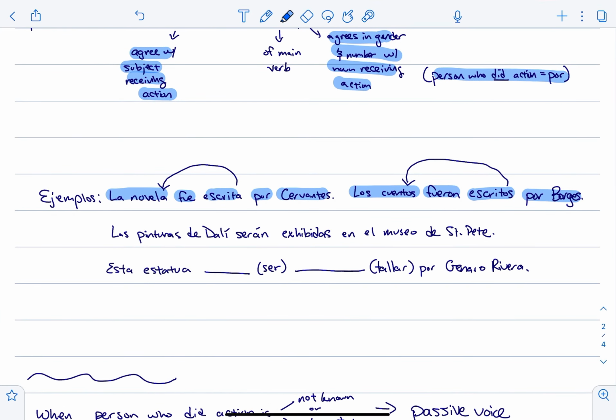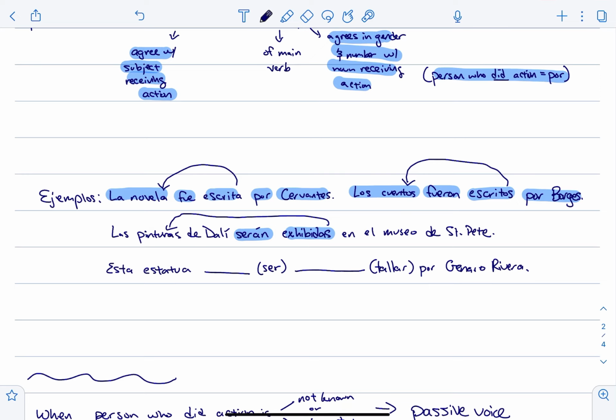Otro ejemplo. Las pinturas de Dalí serán exhibidas en el Museo de St. Pete. So the form of ser doesn't have to be in the past. This one's in the future. Dalí's paintings will be exhibited in the museum in St. Pete. So again, the past participle, exhibir goes to exhibidas, agrees in gender and number with the noun being described.